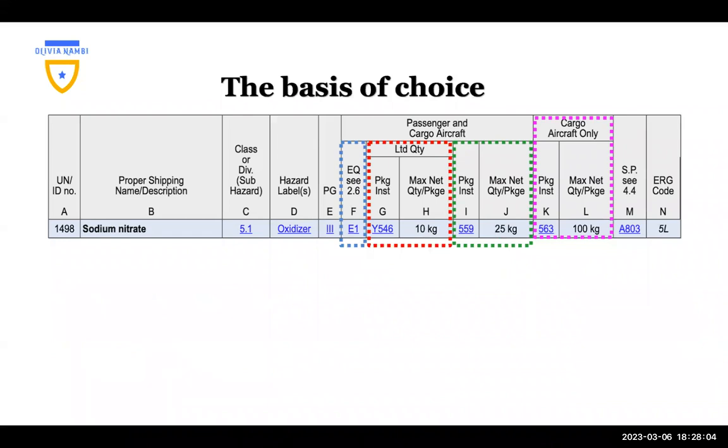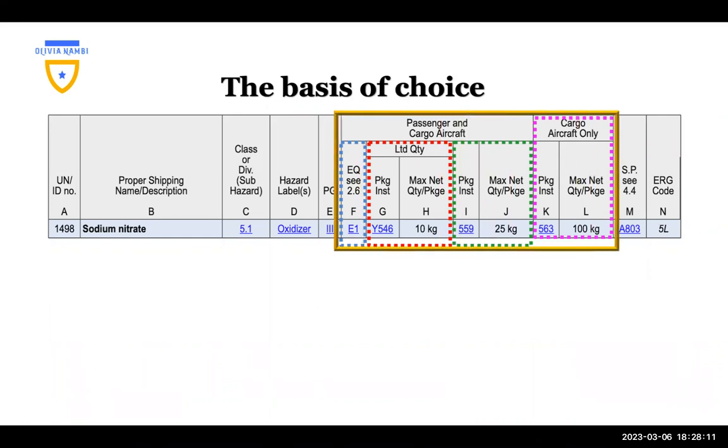All right, so that takes us to the basis of choice. These are the critical determinants of shipment types. The first one is permission. So we are either permitted to ship a specific article or substance, or it is forbidden. When it comes to accepted quantities, when you see code E0 in column F, that means that that item cannot be shipped under the provisions of accepted quantities.